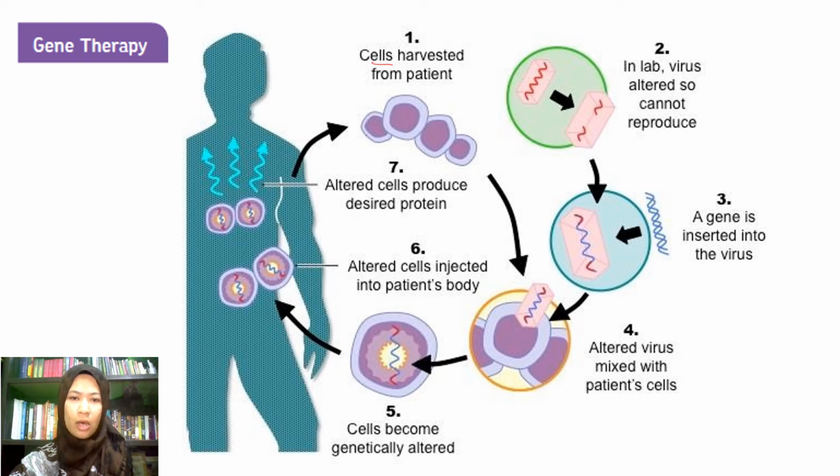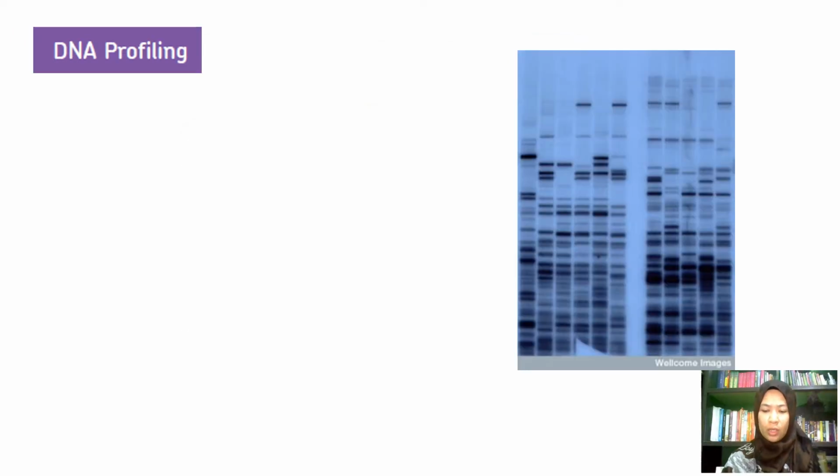Okay, the cells harvested or extracted from patient. Okay, so in lab, virus altered, so cannot reproduce. After that, gene will be inserted to the virus. So altered virus, mixed with the patient cell, so the cell become genetically altered. So altered cell injected into the body of the patient. So altered cell will produce desired protein. Okay, general procedures involved.